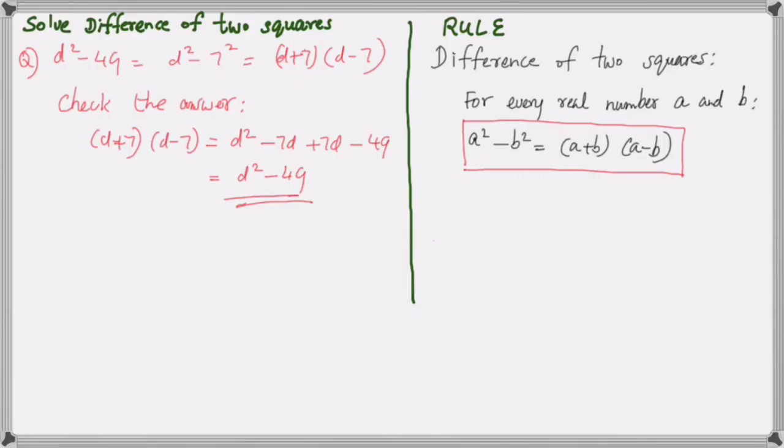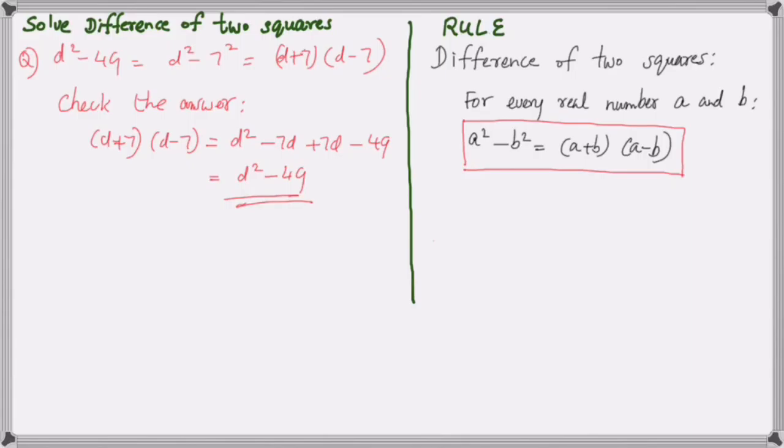So the solution would be, what is a here? a here is d and b here is 7. So the solution is a plus b times a minus b, right? So in this case, the solution is d plus 7 times d minus 7.